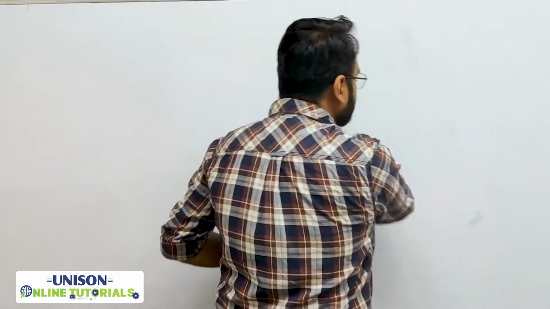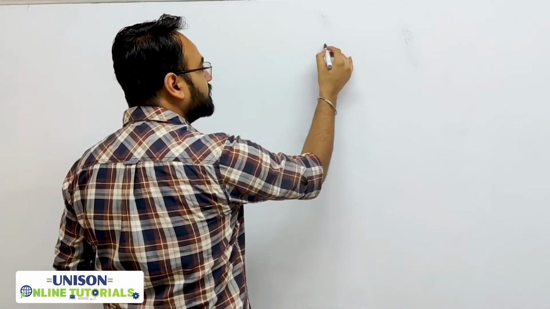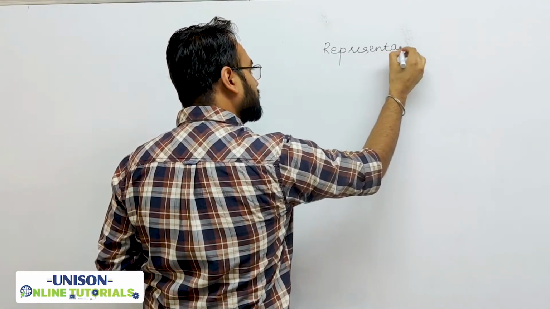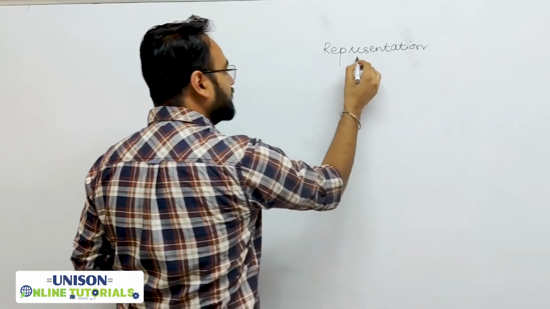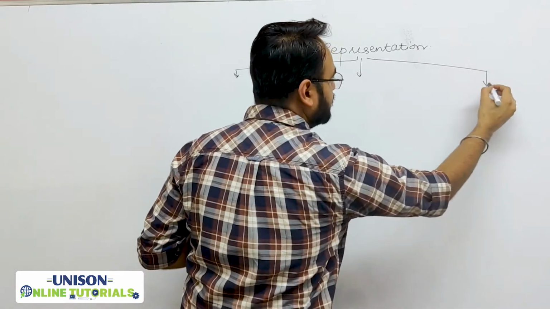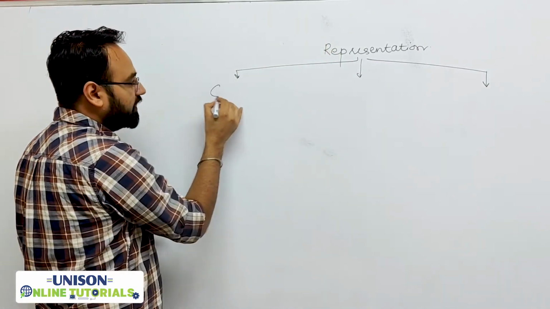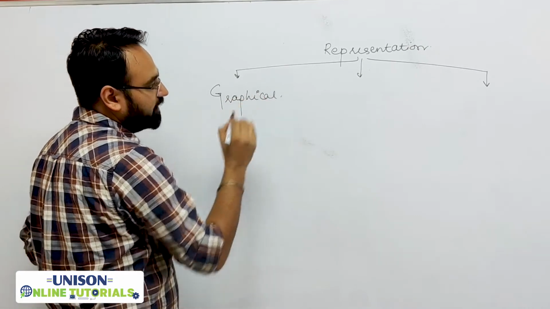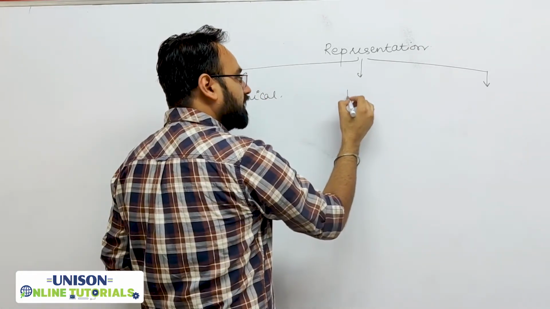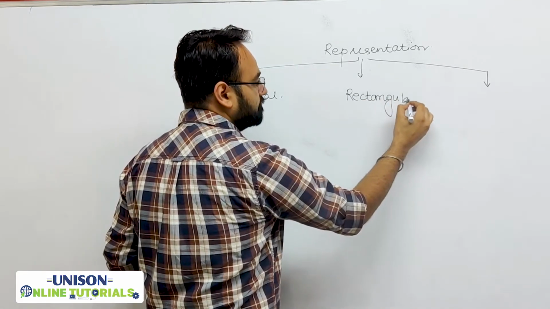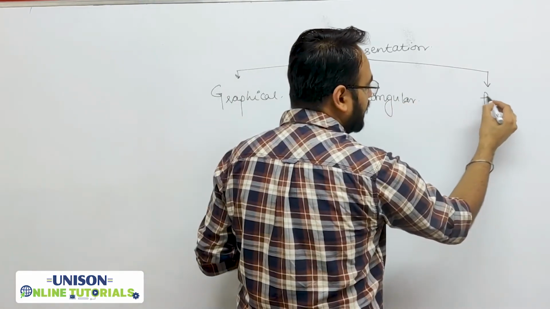Now, the second thing that comes is the representation of a vector. How to represent a vector? There are basically three ways to represent a vector. First one is the graphical method. Second is the rectangular form. And third is the polar form.